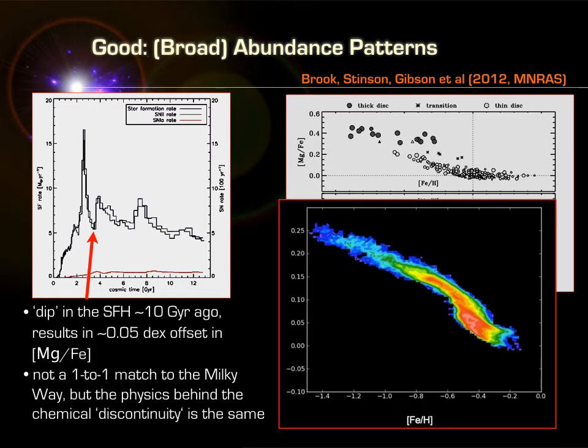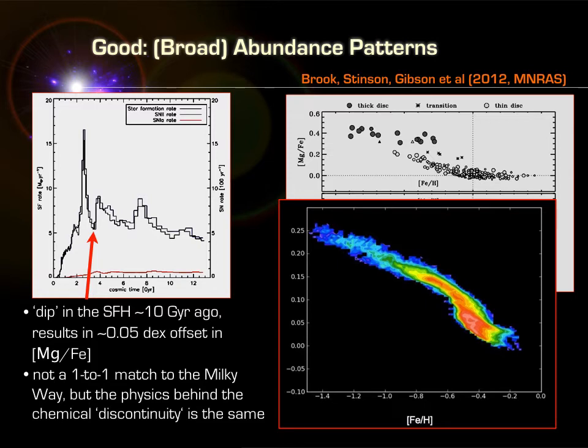That is a very important diagnostic of the star formation history of our Milky Way. It tells us that in the distant past, probably 12 gigayears ago, there was a cessation, a hiatus in star formation, with the thick disk forming first, then a hiatus, and then the thin disk continuing to form thereafter, but at a lower ratio of magnesium to iron.